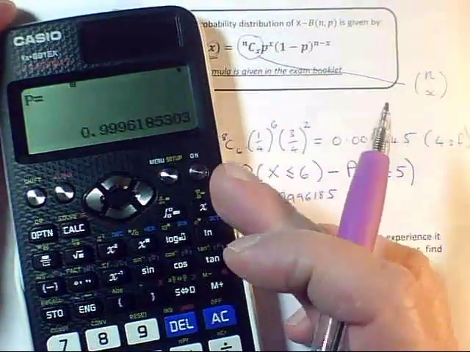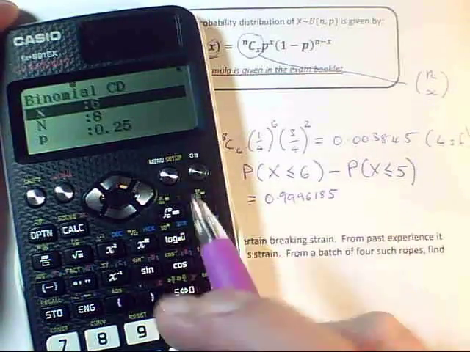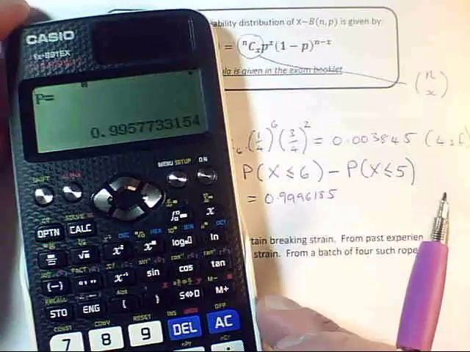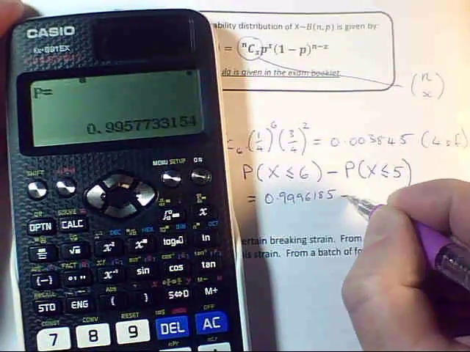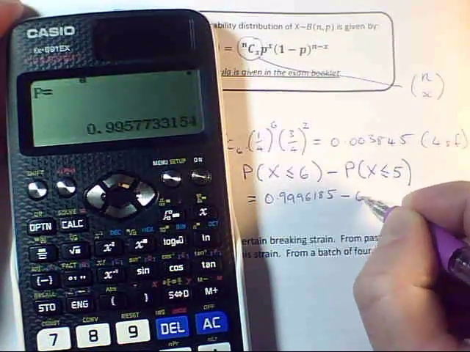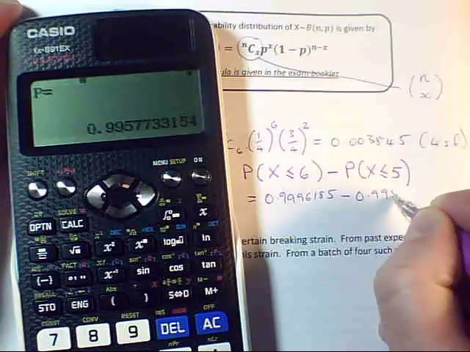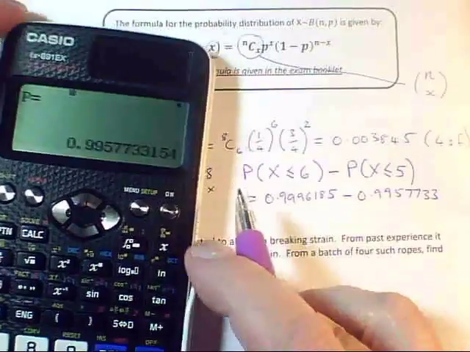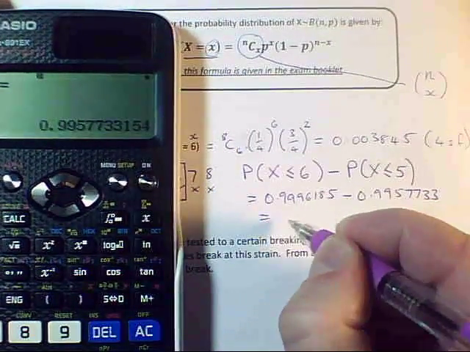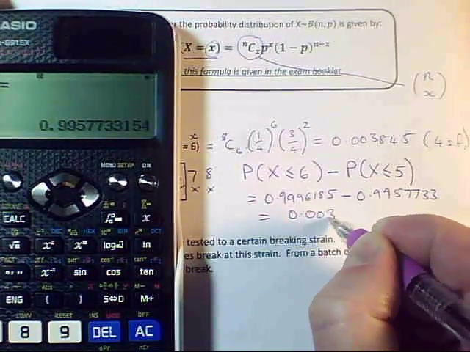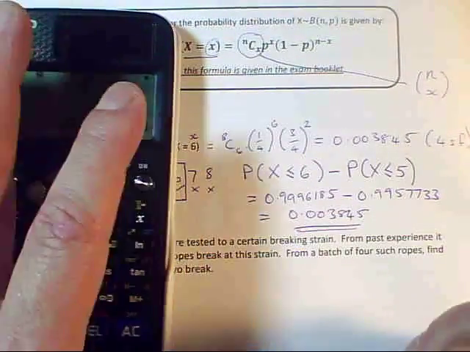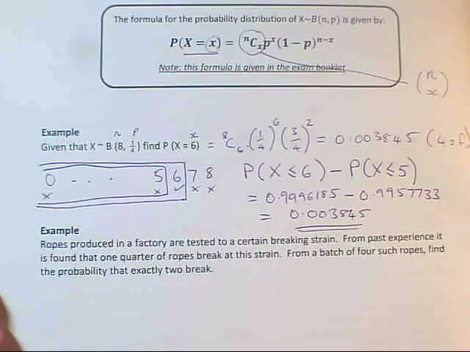I need to go back and change that to a 5. So if I now change that to a 5, I get the probability that I need to take away, and that is 0.9957733. And if I subtract these two values, guess what? I'm going to get 0.003845 again. So this is the same answer. We've got it 3 ways now, and I've shown you the different methods that you can use.